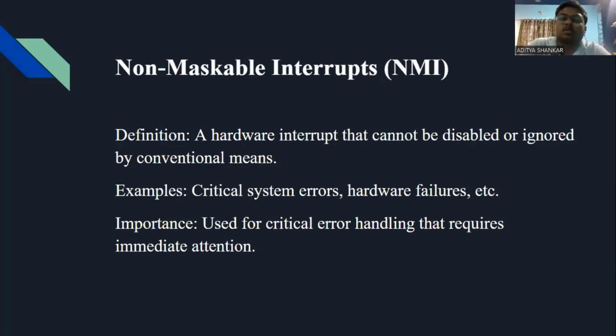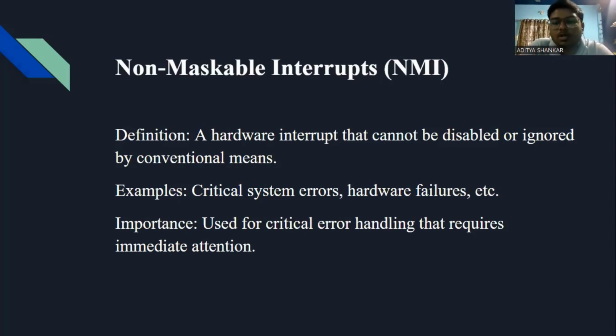Next is non-maskable interrupt. The background of non-maskable interrupt is that hardware interrupts have two types, maskable and non-maskable interrupts. Maskable interrupts are those interrupts which can be stopped by software, or basically can be disabled, and non-maskable interrupts are the hardware interrupts that cannot be disabled or ignored by conventional means, that is, by any software. So what are the examples?